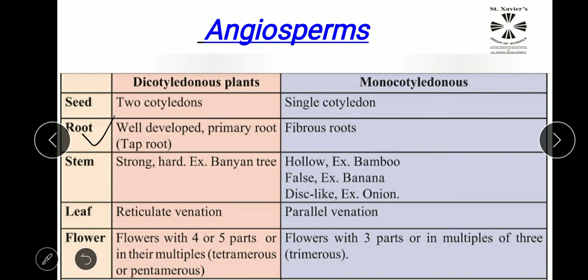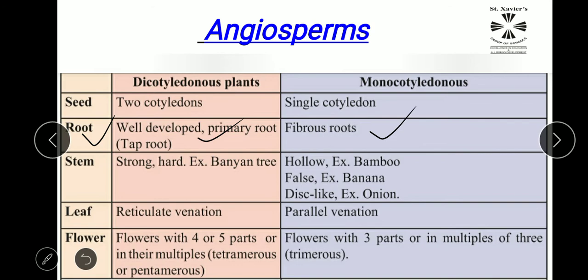When we talk about roots of these two plants, dicotyledonous plants have a well developed primary root, that is tap root, students. But monocotyledonous plants have fibrous roots. They are not well developed, students. They do not have well developed primary roots.